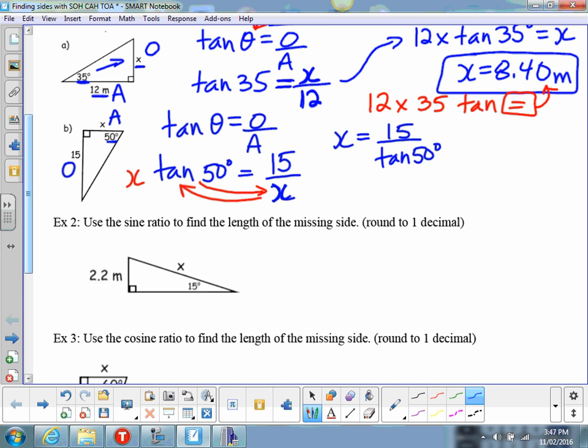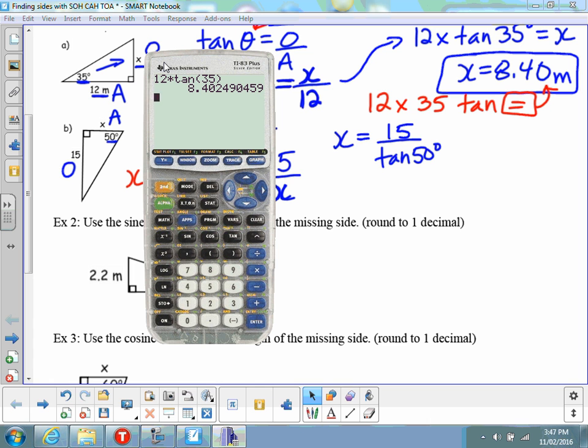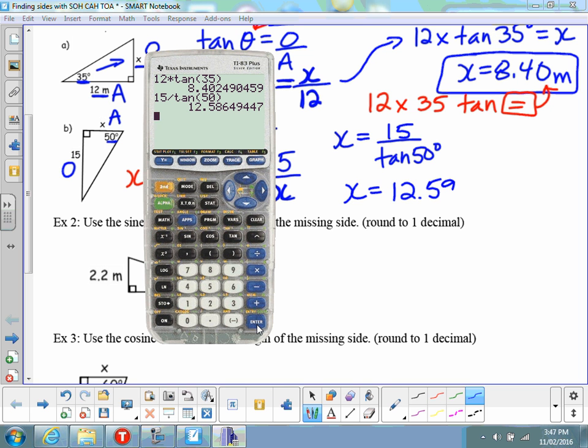So when we punch in 15 divided by tan 50, on my calculator I would punch in 15 divided by tan 50, and then enter. I'm going to get 12.59 if I round to 2 decimal places. And this one doesn't have any units, so we can just write it as 12.59.